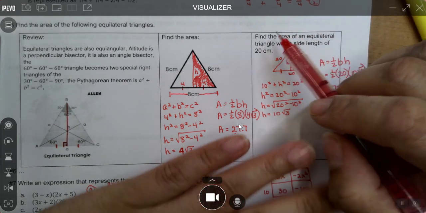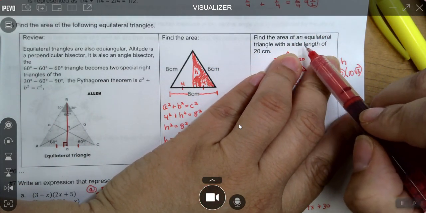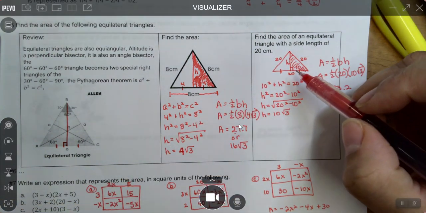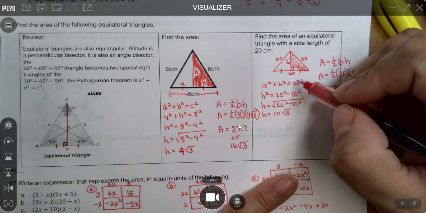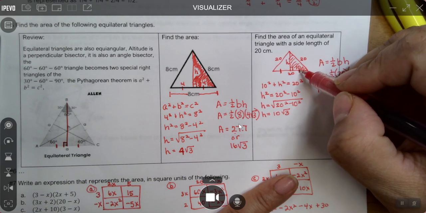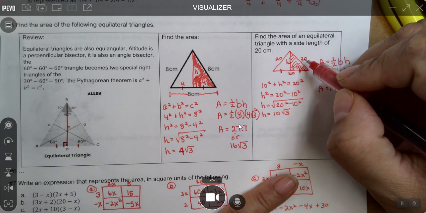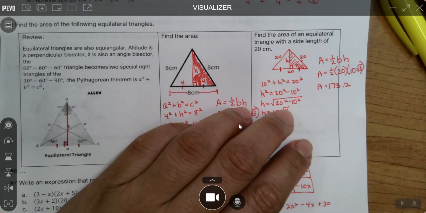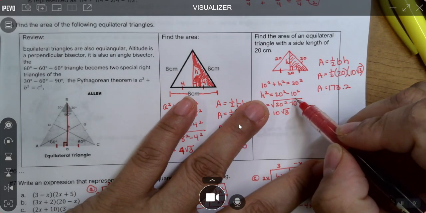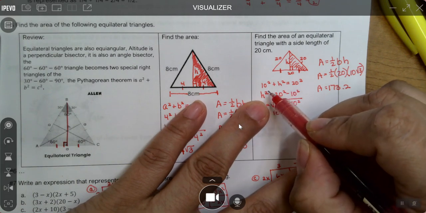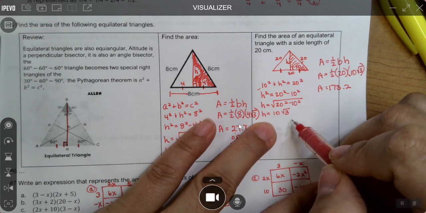All right, so none of this came, it's just the words. Find the area of an equilateral triangle with a side length of 20 centimeters. The altitude is a perpendicular bisector, so it splits this bottom segment. So this one is 10, the height we don't know, and the hypotenuse is 20. So 10 squared plus h squared equals 20 squared. I isolate the h squared by subtracting 10 squared from both sides, take the square root, and I get 10 radical 3.